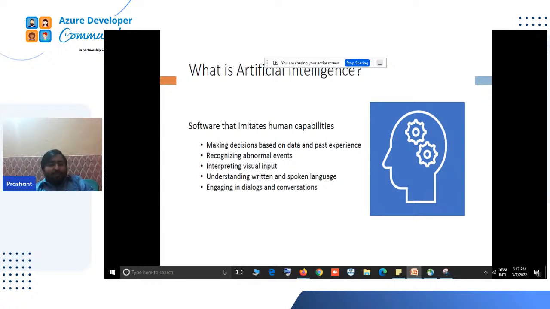For example, when you go to Facebook and you try to upload a photo, there is automatically a suggestion where you can tag one of your friends. So it is AI basically behind the scenes that is able to identify which of your friends is there in the picture. Similarly, there is one more category or field of AI that is around language.